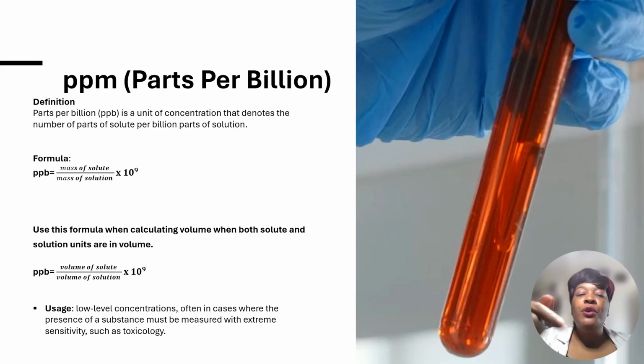Now, you can also use this other formula here when calculating with volume, when both solute and solution units are in volume. So it's the same type of formula throughout: parts per million, parts per billion, and parts per thousand. They are the same except for what you're multiplying them by. Now, when do you use parts per billion? Parts per billion is used when you have low-level concentrations, often in cases where the presence of a substance must be measured with extreme sensitivity, such as toxicology reports.